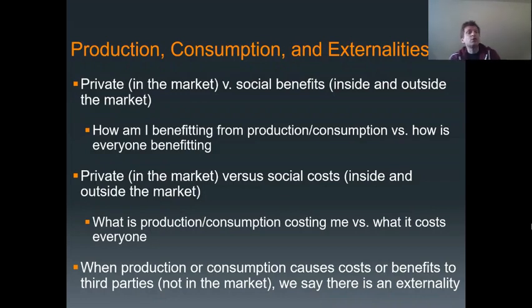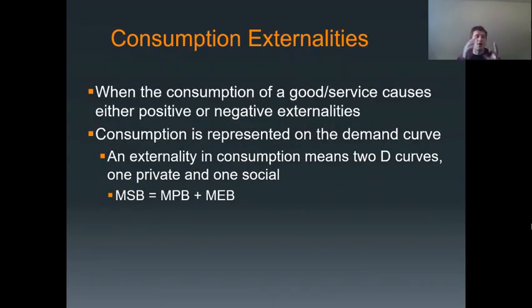Private, as I said, is just in the market, but social is inside and outside of the market. So you can look at this as social benefits versus private benefits. So how am I benefiting from production or consumption versus how is everybody else benefiting as well as myself? And it's the same thing for costs. You can have inside and outside costs. So what is production and consumption costing me versus the cost for me and society in whole? Now, when there is external cost to those third parties that aren't necessarily the people in the market, that's what an externality is. So our first type of externality that we're looking at is consumption.